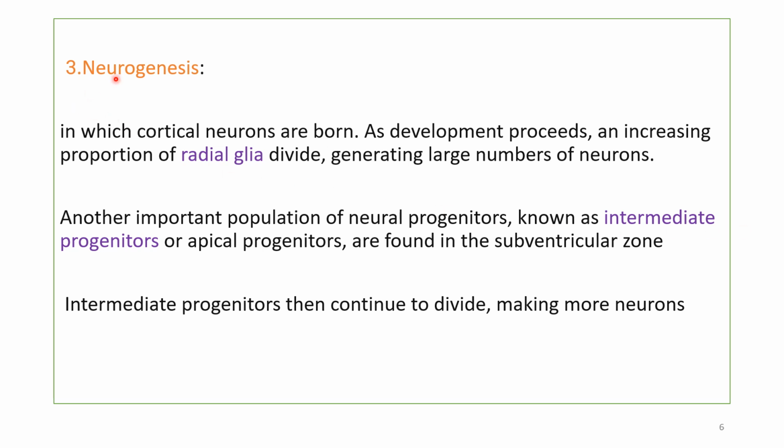Then comes neurogenesis, in which cortical neurons are born. As development proceeds, an increasing proportion of the radial glia divide, generating a large number of neurons. And another important population of neural progenitors known as intermediate progenitors or apical progenitors are found in the subventricular zone. The intermediate progenitors then continue to divide and make more and more neurons.